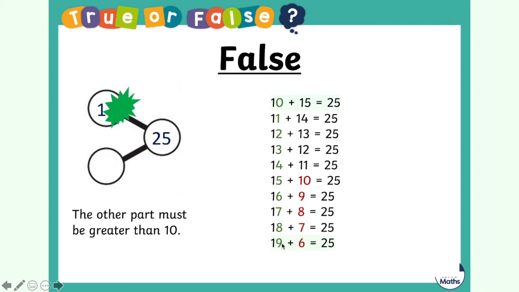What happens if the number under the splat is the biggest number it can be, a 9, making that part 19? Well, 19 add 6 equals 25. By doing this calculation, you've worked out that the other part doesn't have to be greater than 10. So just by doing that, you've already proved that it's false.